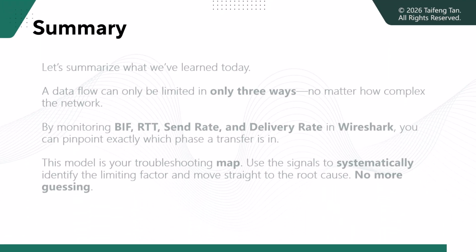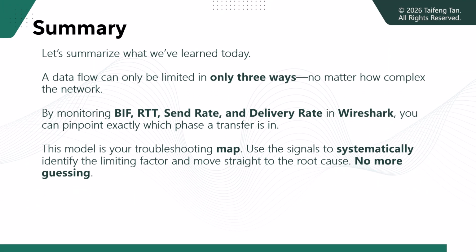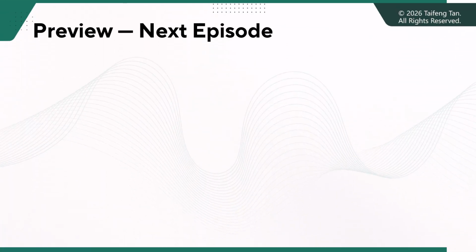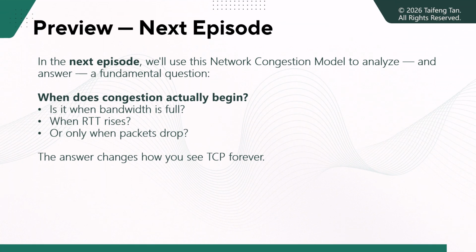Okay, let's summarize what we've learned today. In this session, we explored how to fill the network pipe and discovered that no matter how complex a network is, a data flow, specifically its bytes in flight, can only be limited in three ways. By using Wireshark to monitor the relationship between bytes in flight, round trip time, RTT, send rate, and delivery rate, we can pinpoint exactly which phase a transfer is in at any moment. This model serves as your map for troubleshooting. Instead of guessing, you can use these signals to systematically identify the limiting factor and move straight to the root cause. All right, that's all for today.